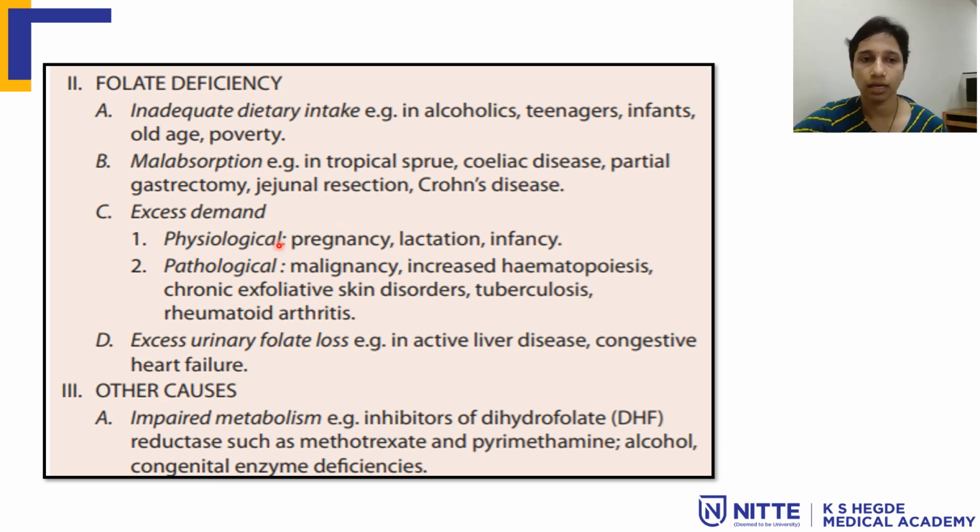So excess demand, it can be physiological or pathological. Physiological excess demand happens in pregnancy, lactation, infancy, and during growth spurt, during adolescent age group. Pathological can be because of certain malignancy or because of some chronic inflammatory disorders. So impaired metabolism, that comes under other causes. This is caused by certain drugs like methotrexate, which inhibits dihydrofolate reductase.